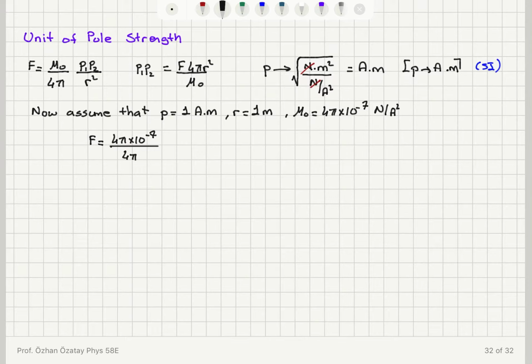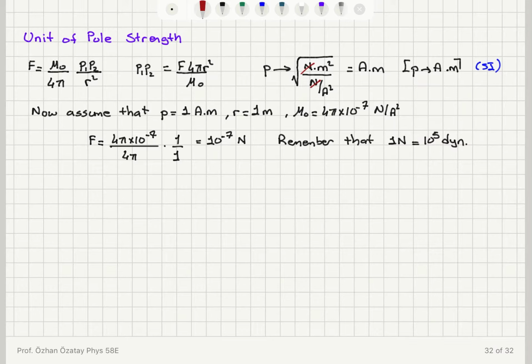The pole strength squared, 1 divided by 1 meter squared. So the answer is 10 to minus 7 newtons. And remember, if you want to convert newtons to the CGS unit, the conversion is as follows. 1 newton is 10 to 5 dynes of force.